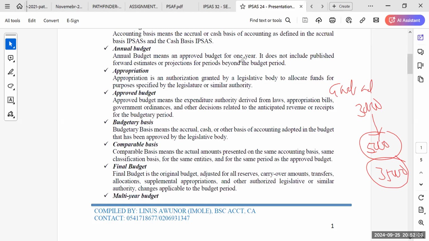Okay, the final budget is the original budget adjusted for all reserves, carry over amounts, transfers, allocations, supplementary appropriations, and other authorized legislative or similar authority changes applicable to the budget. So all the changes that we have to make to our original budget, after it has been adjusted to take into consideration all the necessary things, give us what we call the final budget.